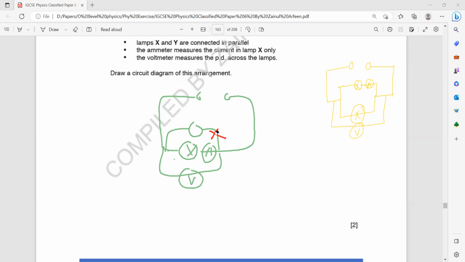If you want to connect a voltmeter, it should only be connected parallel to the lamp. And there are two lamps in the circuit. As you can see, there are two lamps in the circuit, but you drew only one of them. So this is also a mistake. As I mentioned, lamps X and Y should be in parallel.